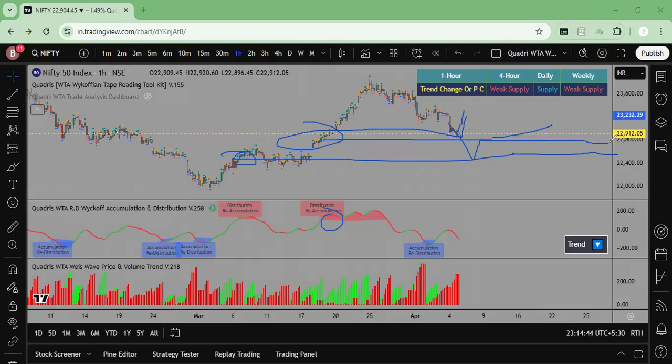So mark down the levels: 22,800 give or take, or 22,500 or 550 give or take. These are the crucial levels, because these are the levels where we have already gone through a distribution, which was later converted into an active reaccumulation. Initially it started with distribution, like you can see, the result is in front of you.